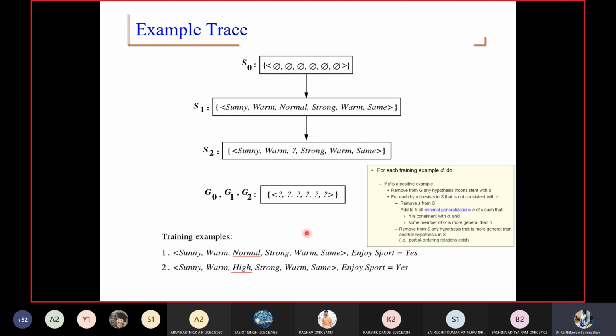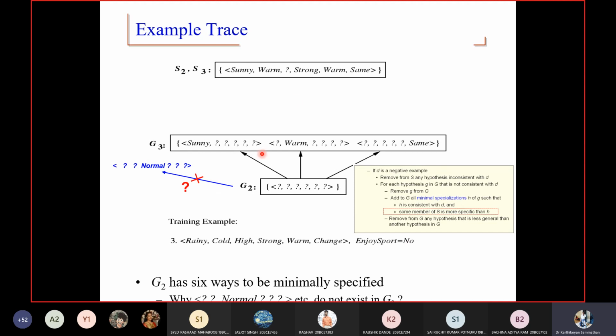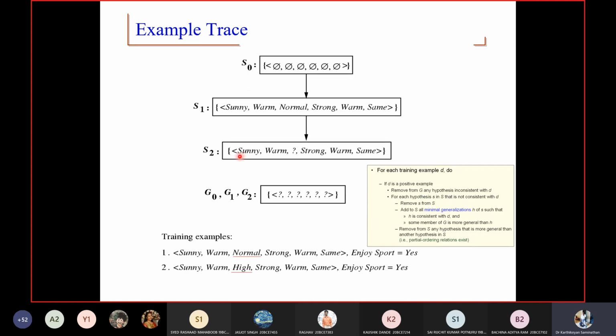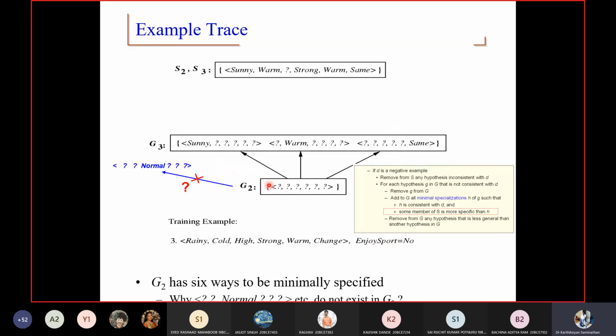Now we will move on to the third instance. Now my S2 and S3. What is the third instance? Rainy, cold, high, strong, warm, and change. Now I need to create S3 for instance 3. What do I need to do? I need to compare rainy with S2. S2 is nothing but the previous one. Rainy versus sunny. So there is a contradiction. So what do I need to do? I need to take the specific hypothesis as a general one. So I am making sunny as the answer. Cold versus warm. So warm will be the answer.